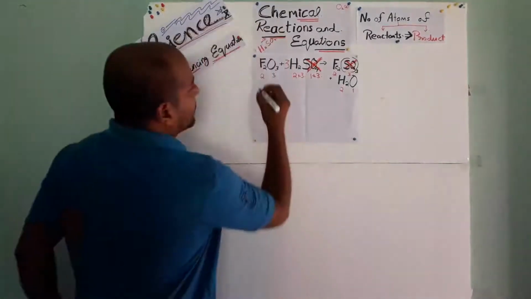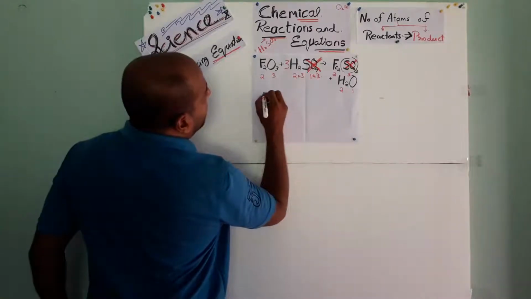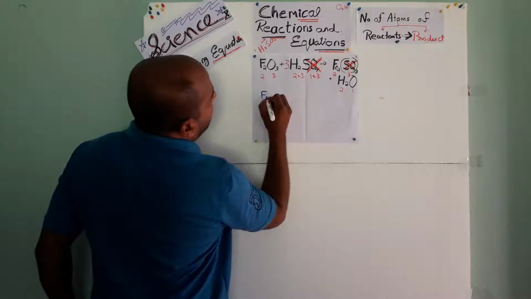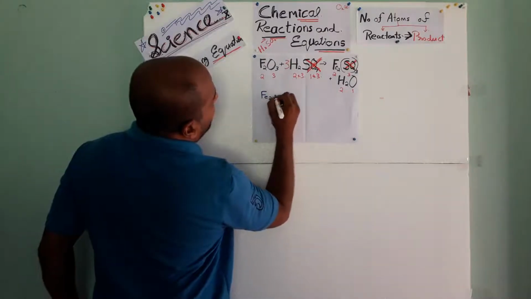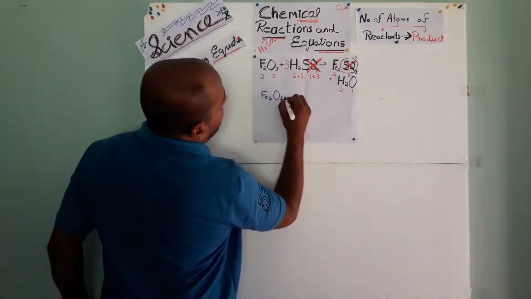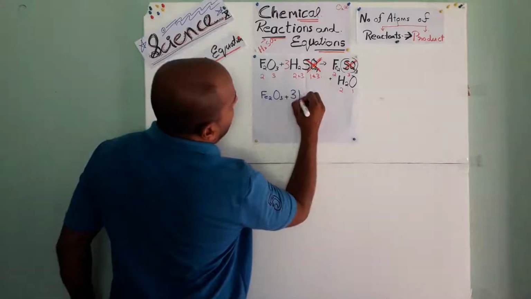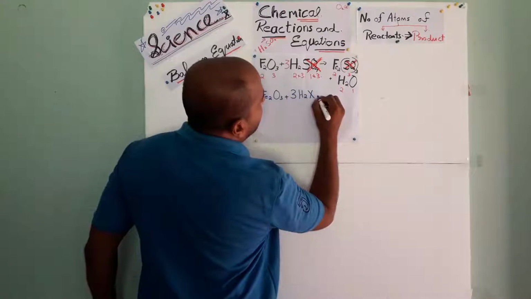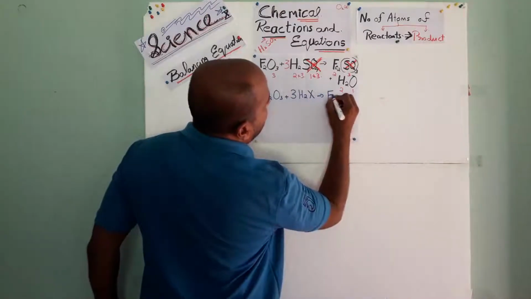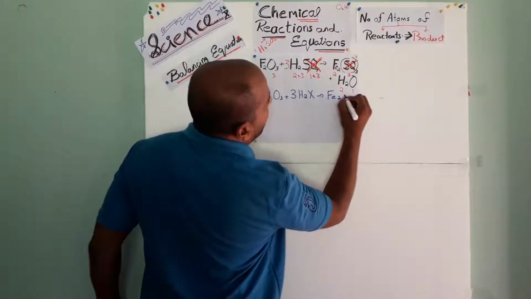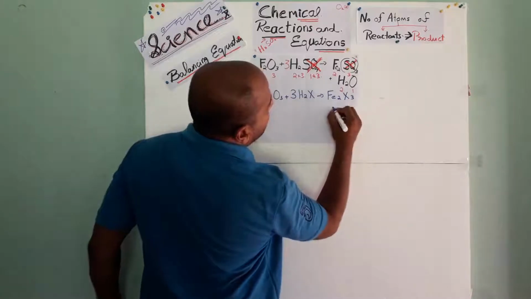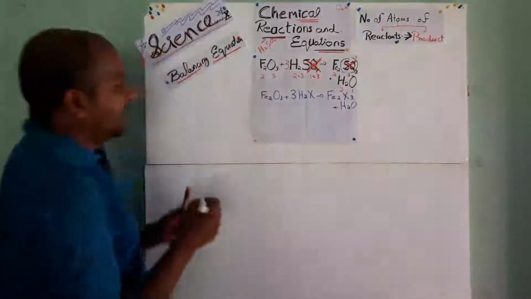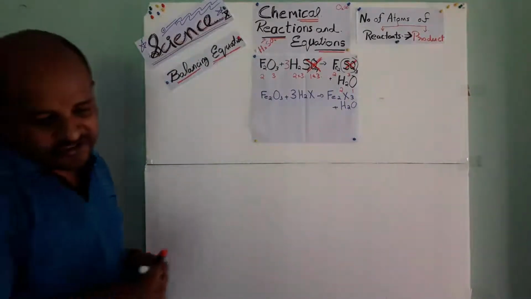So we can write this equation as Fe2O3 plus 3H2X gives Fe2X3 plus H2O. Anything else to balance here? Just check it.